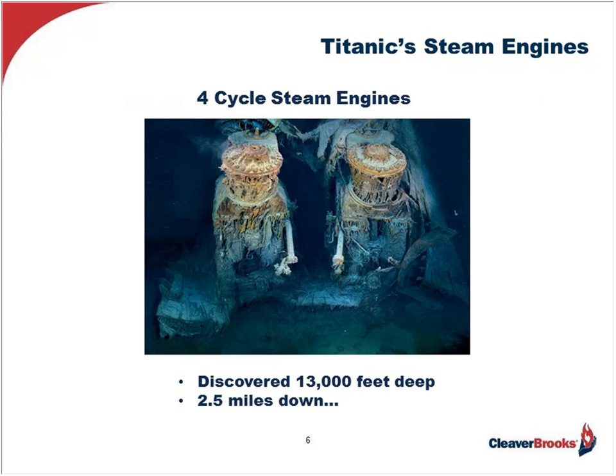The 215-pound saturated steam from the boilers drove 2 4-cylinder engines that you see here and 1 low-pressure steam turbine for the electrical power. Its speed could reach 24 knots, or approximately 30 miles per hour, and it was going about 25 miles an hour when it hit the iceberg.